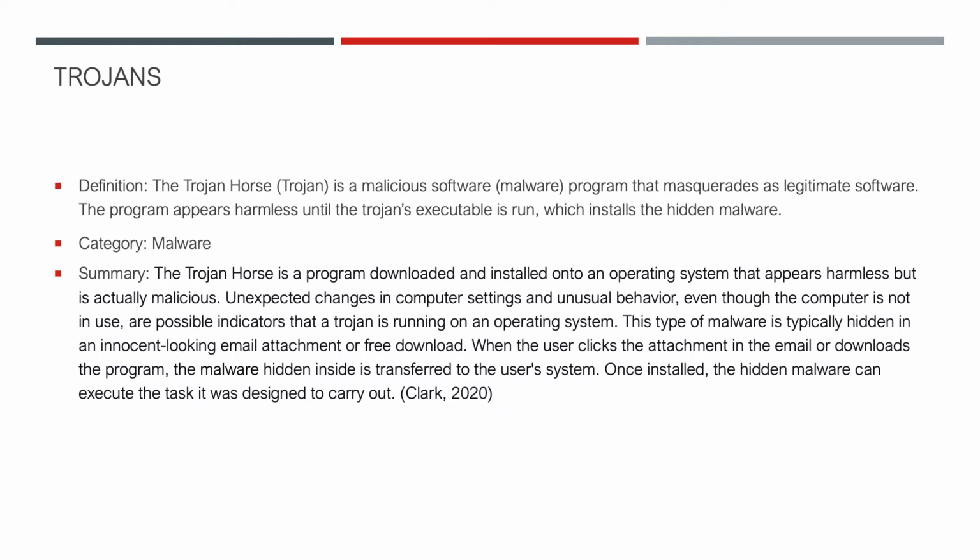Unexpected changes in computer settings and unusual behavior, even though the computer is not in use, are possible indicators that a Trojan is running on an operating system. This type of malware is usually hidden in innocent-looking email attachments offered via free downloads from websites in an exe file. Things of that nature. When the user clicks the attachment in the email or downloads that specific program, the malware hidden inside is transferred to the user system, and once installed, the hidden malware can execute the task it was designed to carry out, whatever that may be.